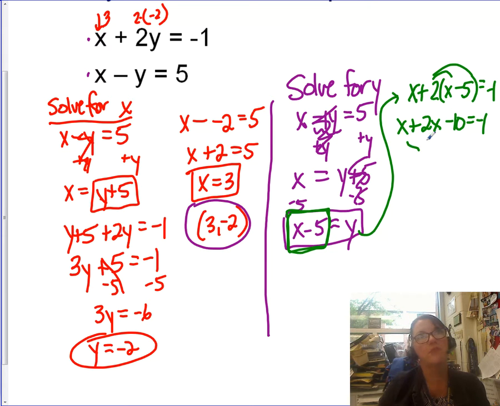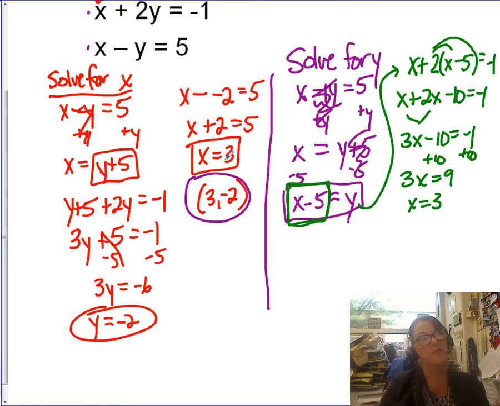Combine some like terms. So I get 3x minus 10 equals -1. Add 10 to each side. You get 3x equals 9. Well, hot diggity dog, x equals 3. Does that look familiar from over here? Yes. Then you would take and substitute 3 in either one of those equations and figure out what y is.